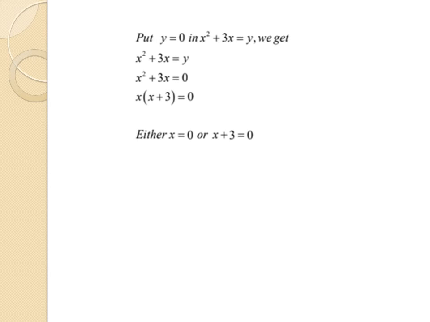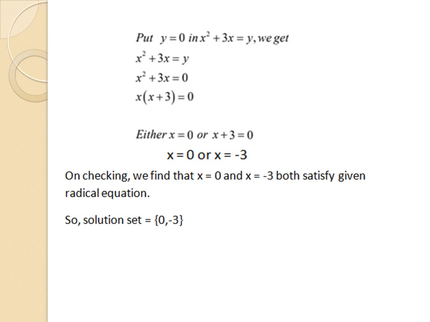As you all know, students, solving an equation means finding the value of the variable which occurs in your equation. So here we are supposed to find the value of x and not of y. For this we have to do the back substitution. So we put y = 0 in x² + 3x = y and get x² + 3x = 0. Now we can factorize our quadratic expression on the left hand side by taking x common. So we have x(x + 3) = 0. So either x is 0 or x + 3 is 0. So we get two roots. One is x = 0 and the other is x = -3.